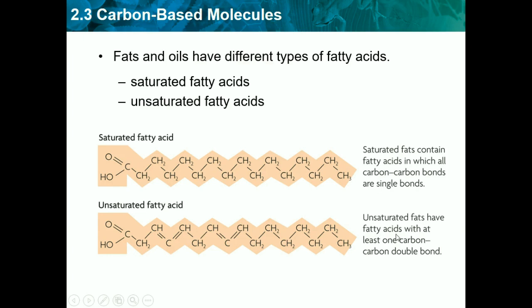Unsaturated fats are fatty acids with at least one carbon to carbon double bond. So it's not saturated with just a single bond. It has a double bond. So it's not saturated with anything. It's unsaturated. So it has a little bit of both. So you can't say it's saturated with double bonds, or you can't say it's saturated with single bonds, so it's unsaturated. That's a cheesy way to remember it, but it works.